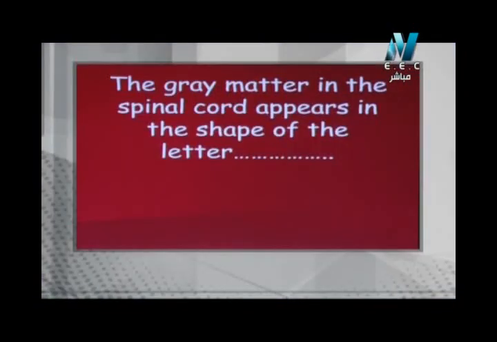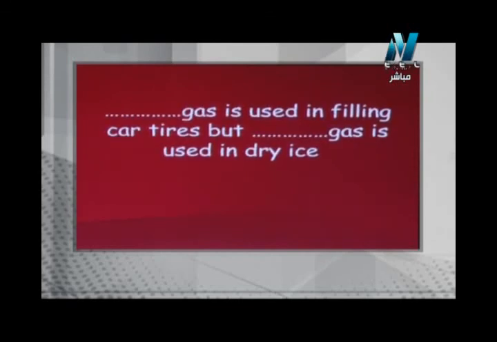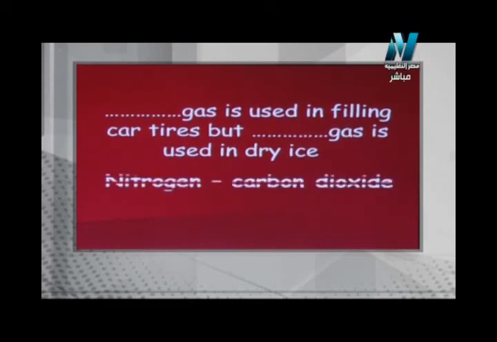Another question says that the gray matter in the spinal cord appears in the shape of the letter H. Another question says that one gas is used in filling car tires, but another gas is used in dry ice. Nitrogen is used in filling car tires, but carbon dioxide gas is used in dry ice.